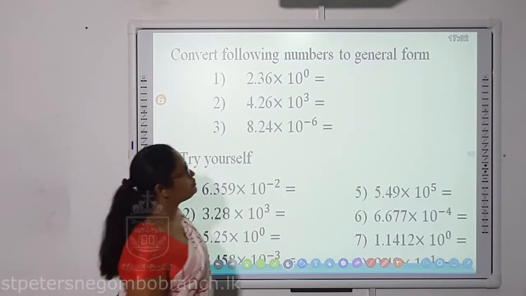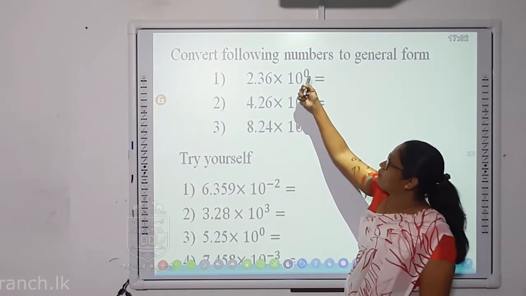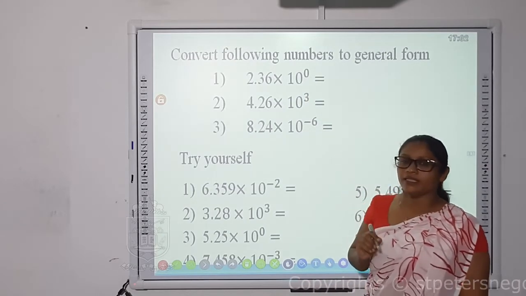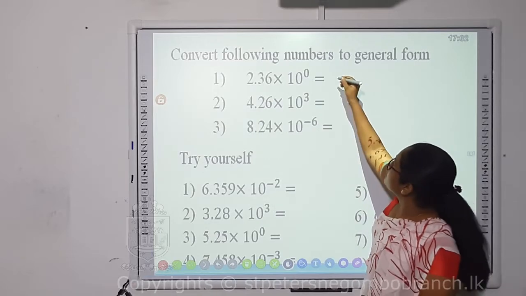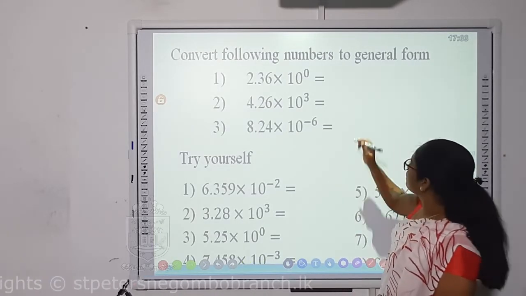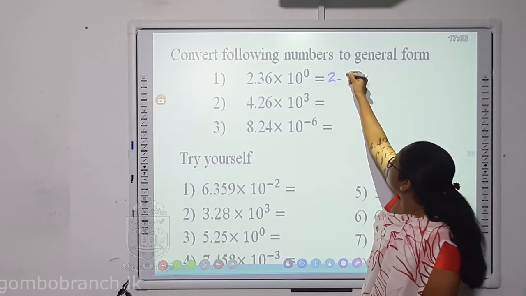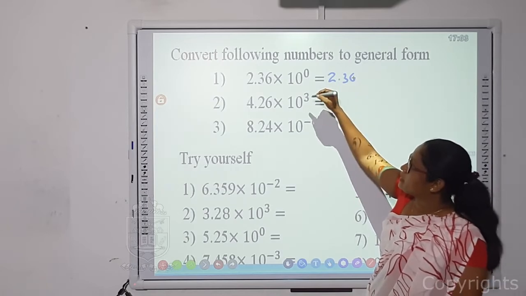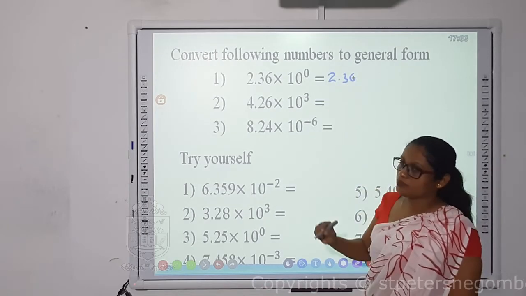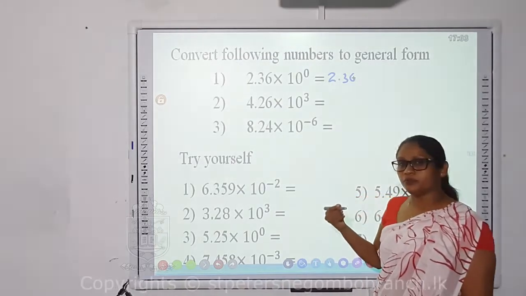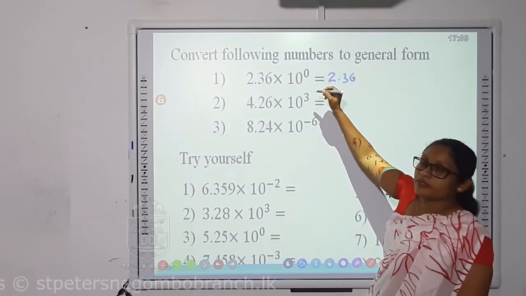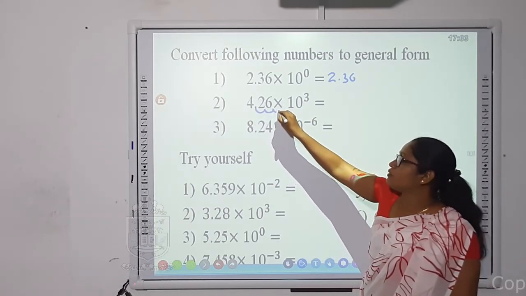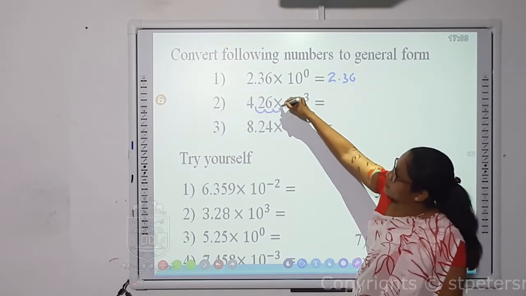Okay, so now here you want to look at the power, it is 0, that means what? Don't change the decimal place. So the answer of this will be 2.36. See, I didn't change the sign. Now look at the second question, look at the sign, it is plus, which says what? Shift the decimal place to the right side. By how many places? 3 places. So 1, 2 and one more should be there. For the blank you can put 0, right? So the decimal place comes up to here.